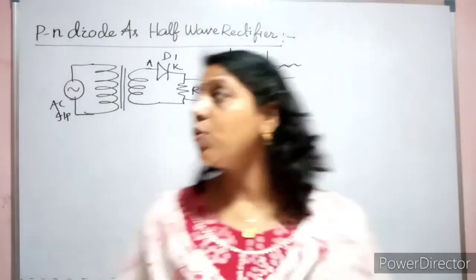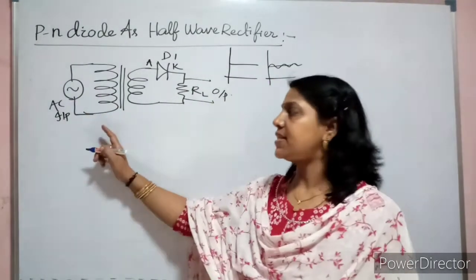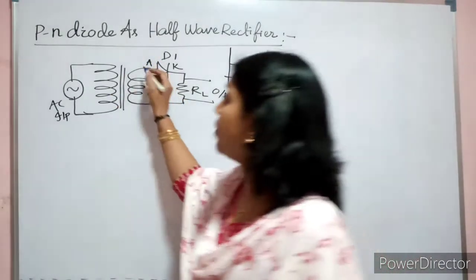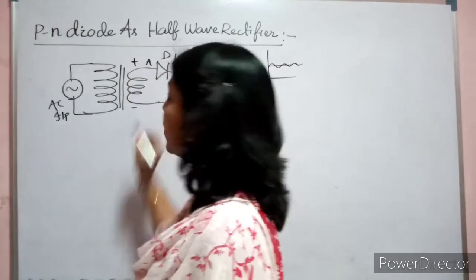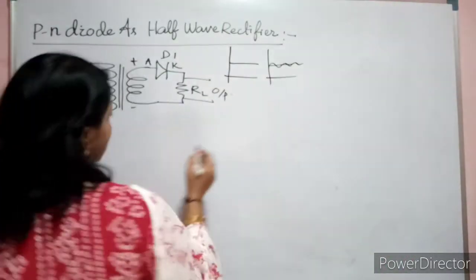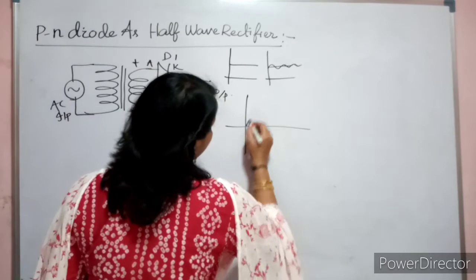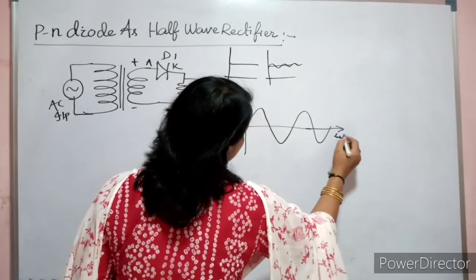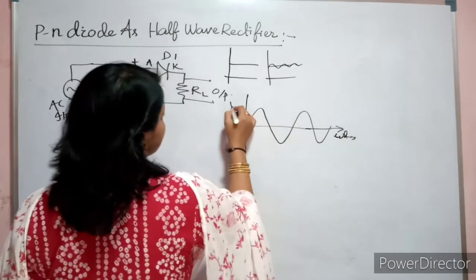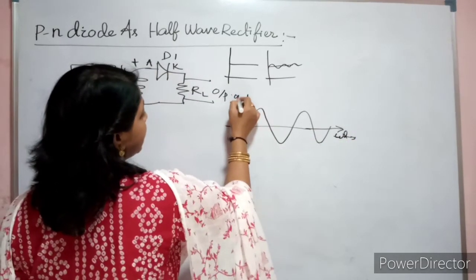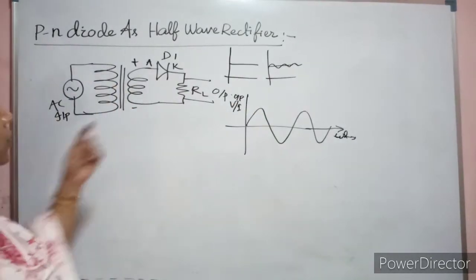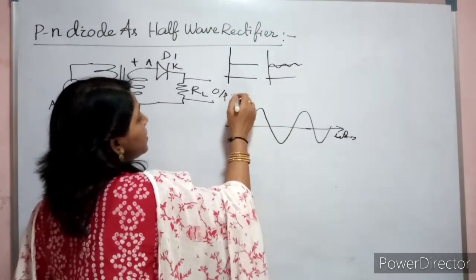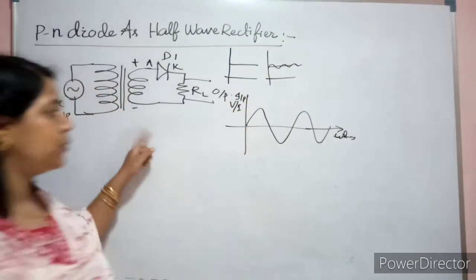Now what will happen when you give this AC input across the secondary terminal of the transformer, when you get the positive half of the input? This is your AC input with respect to omega t. This is your voltage or current. I am considering this as the voltage or current of my AC input.